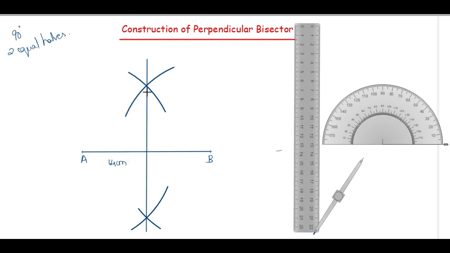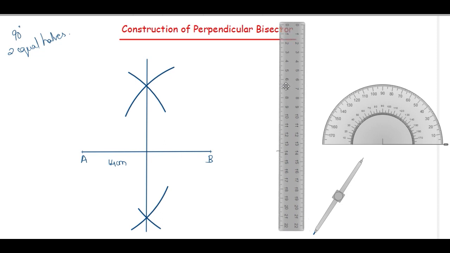Now what did we do here? We have drawn a line joining the two intersecting points, one here and here, so that this line is passing through the two intersecting points, and we need not take the measurement of this, we just have to draw it. Now what is this line? This is actually the perpendicular bisector. It means it divides the given line into two equal halves.